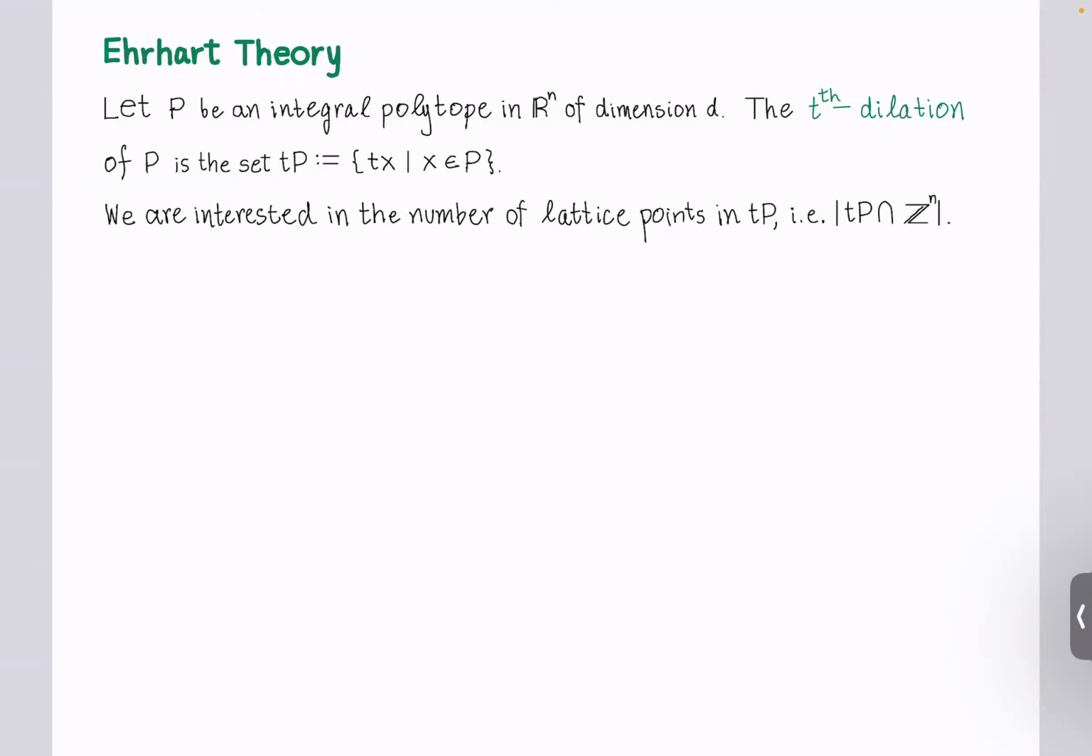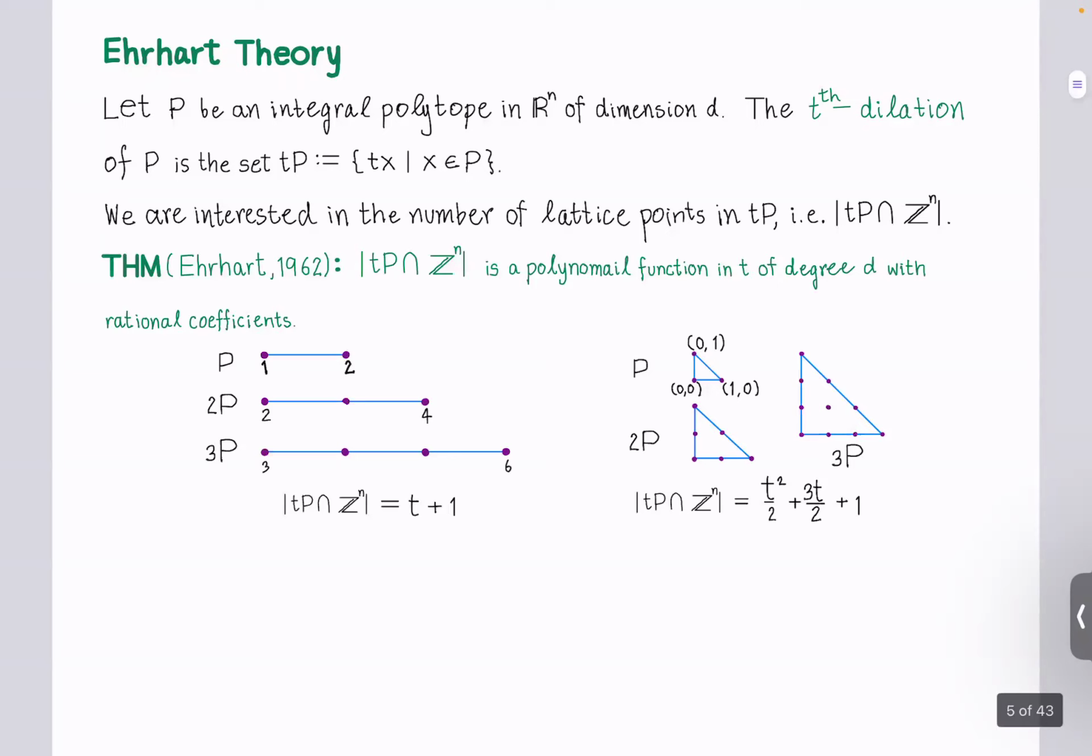And here is a theorem about the number of lattice points in the t-dilation due to Ehrhart in 1962. It says that the number of lattice points in the t-dilation of P is a polynomial function in t of degree d with rational coefficients. And this is a nice result, right? And let's see a couple of examples.